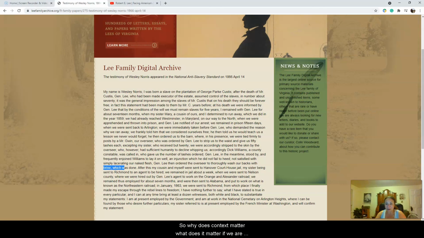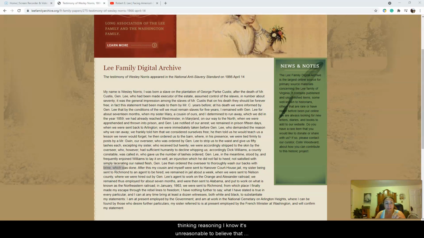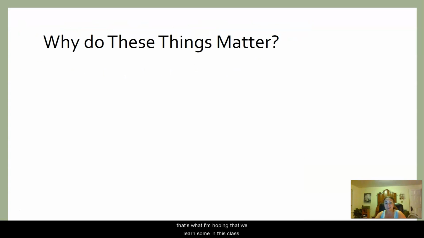So why does context matter? What does it matter if we are aware of our perspectives and our biases and our lenses? If we can't get a hold of our own and come at this content with some objective, critical thinking, reasoning. I know it's unreasonable to believe that we can ever be fully objective, but if we can't find a way to be mindful of our own biases, we won't see them in the content we're given here. We won't see them in the content that we're given in our day-to-day lives. You do not want to just consume what other people tell you is the truth. You want to be able to think about the facts, the evidence, and come to your own conclusions. And that's what I'm hoping that we learn some in this class.